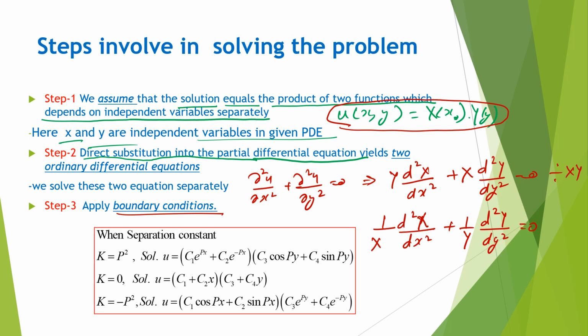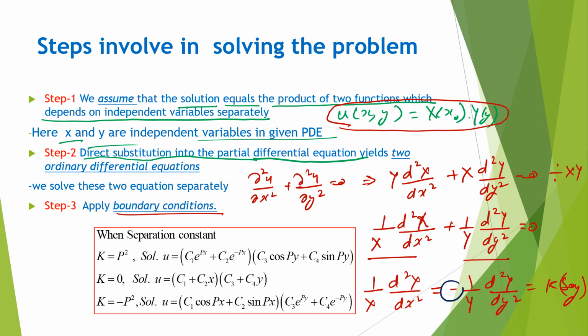Now the variables are separated, so after separating, we get 1 by x d square x by dx square is equal to minus 1 by y d square y by dy square is equal to a constant k, as we have already done previously. But over here I just want to make a point. It should be noted that the negative sign is with the right side. Can we consider the negative sign with the x?